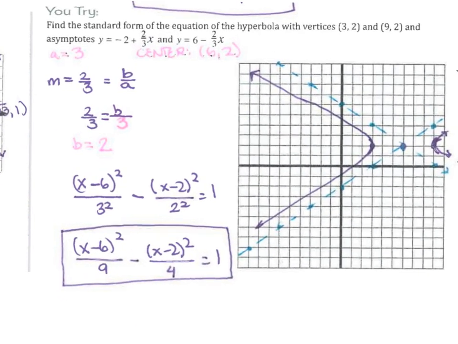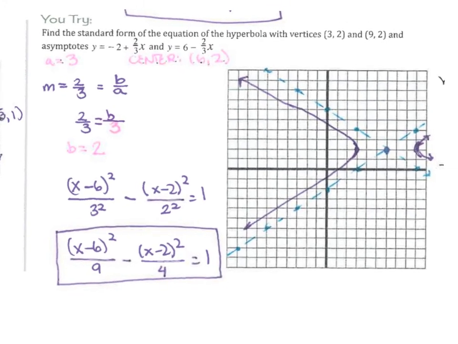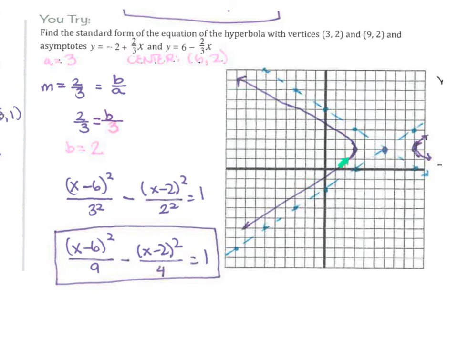So trying this out, you should have found that your center was at (6, 2). Therefore, a is 3, right? If you drew your vertices at (3, 2) and (9, 2), then you find the center is here at (6, 2). Then you find your a value is 3. So m equals 2/3, which is b over a. We know a is 3. And so I hope you see that b is just 2, right? You could solve for it, but in order to make it equal, b has to be 2.